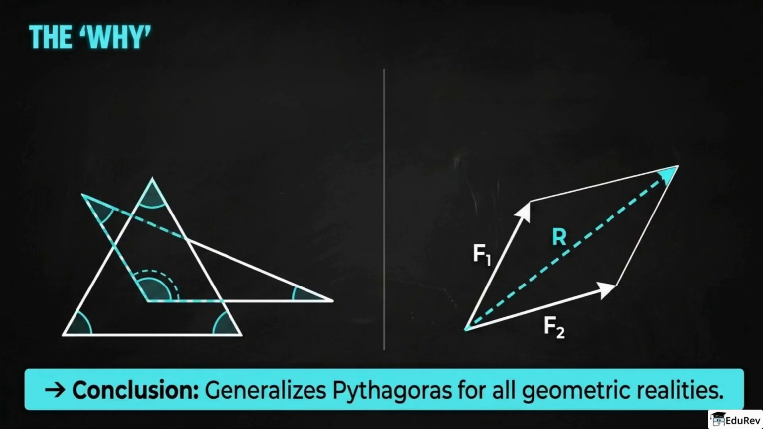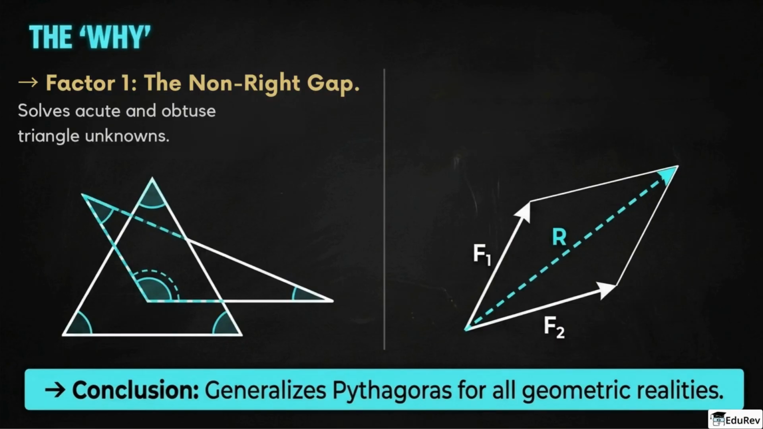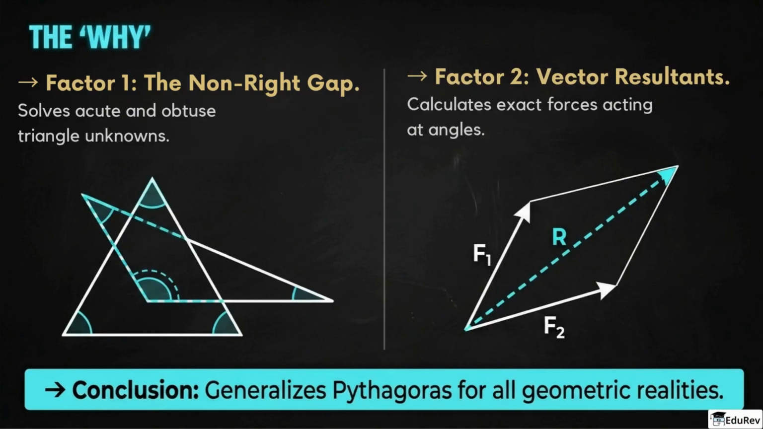The reason this formula is so valuable is that it fills the gap in cases where ordinary right triangle methods fail. It handles acute triangles, obtuse triangles, and vector resultant type problems with equal ease. That makes it a generalization of Pythagoras rather than a separate topic. In CAT, this matters because the test often hides geometry inside a practical setting, and this formula is one of the fastest ways to extract the answer.